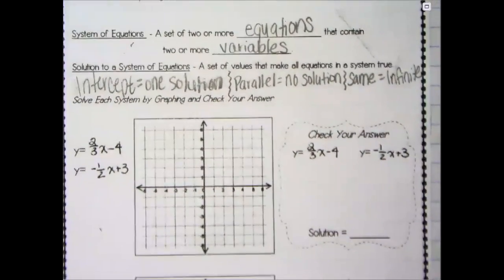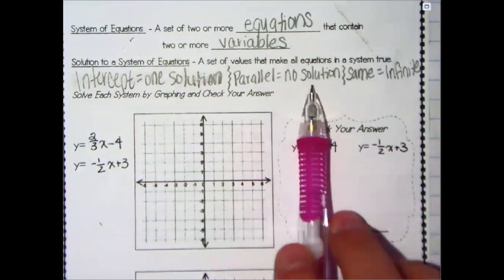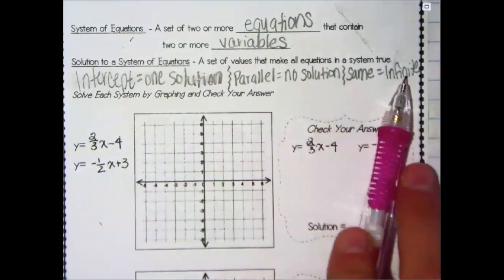So if they intersect, you have one solution. If they're parallel, you have no solutions. If they're the same line, you have infinite.